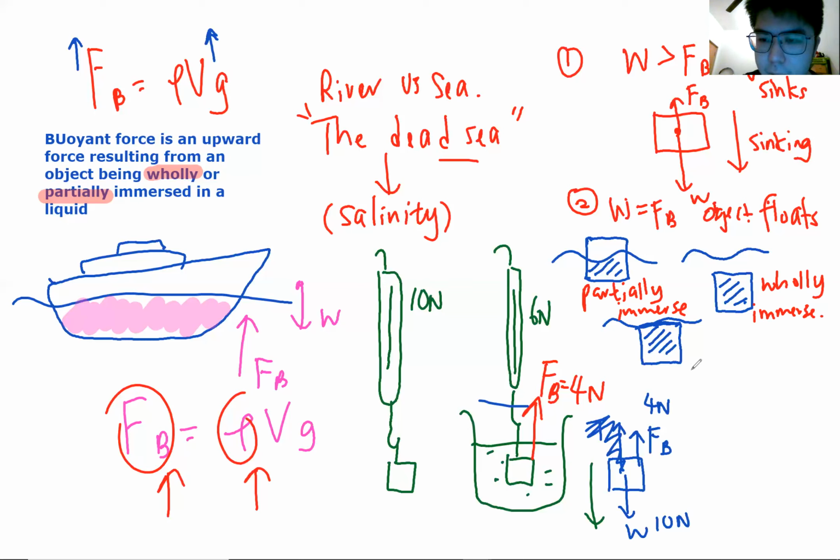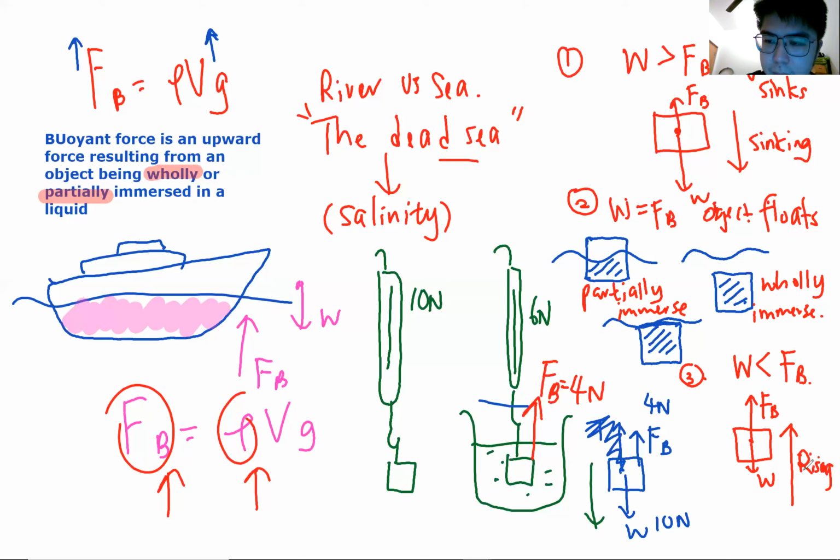Now the third scenario is when the weight is less than the buoyant force. So it looks like this: buoyant force is longer, weight is shorter. So this one, the object rises. This is called rising.